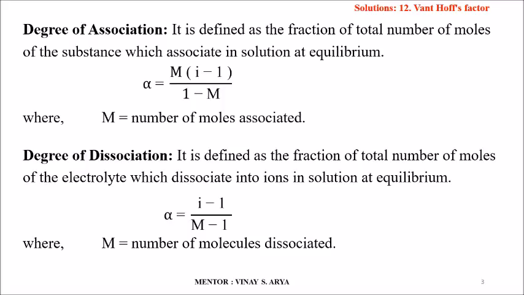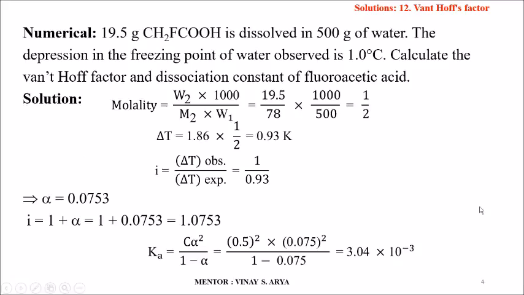In the first case, we are taking capital M as the number of moles associated, while the same capital M in the case of degree of dissociation is considered to be the number of moles dissociated. So that is one and the same, because either it may have a dissociation or it may have association, so you should not be confused with it. So this is the value of M.